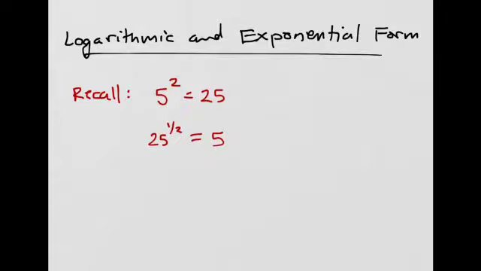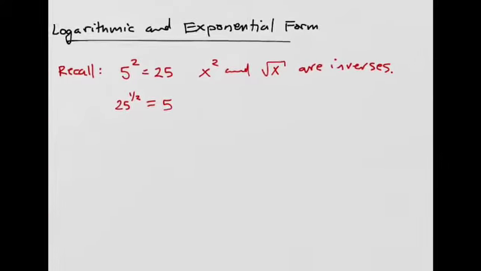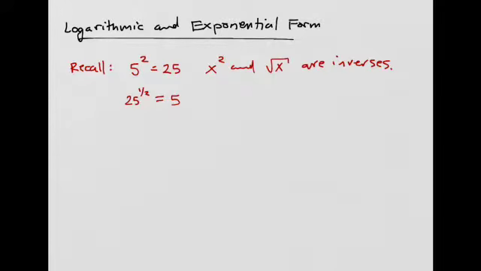Today we're going to be changing between logarithmic form and exponential form, much like we changed between an exponent and an exponent with a fraction, or a square root. This is because x squared and square root of x are inverse operations. By definition, a logarithm is the inverse of an exponential. So a logarithmic function can be an inverse for an exponential function.